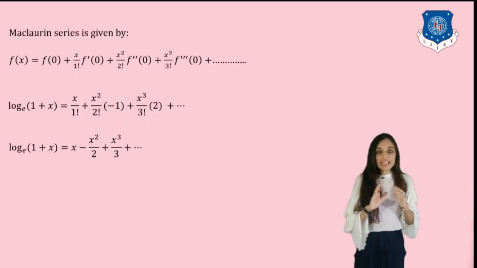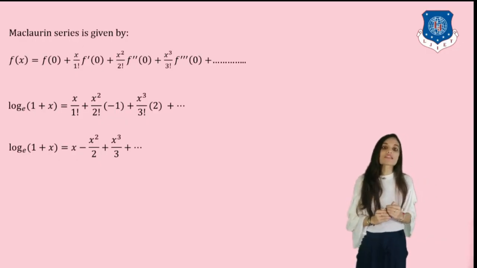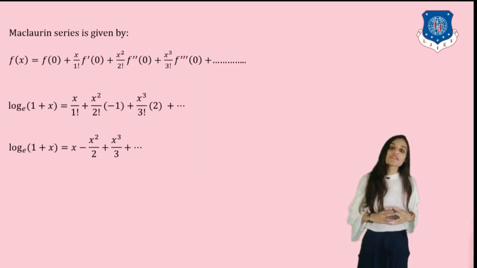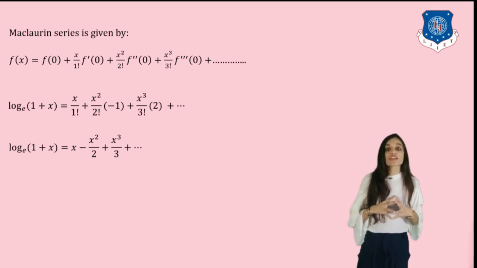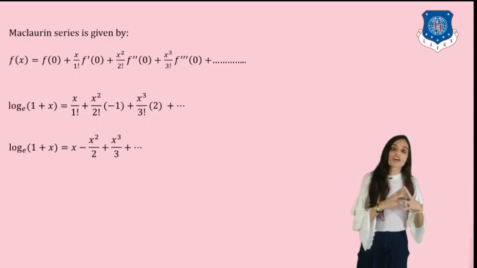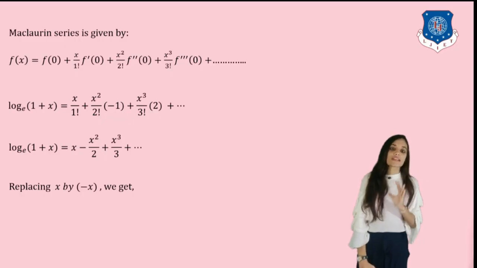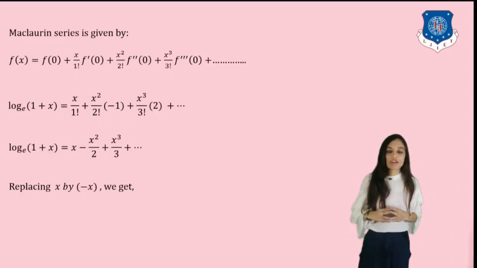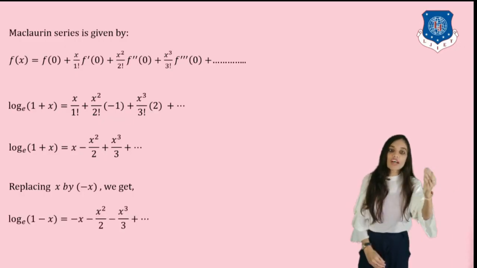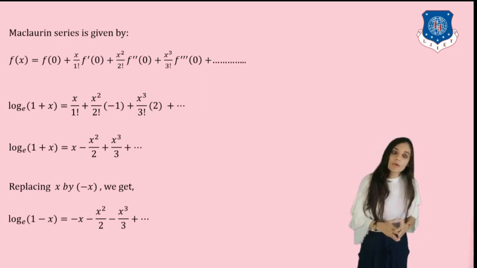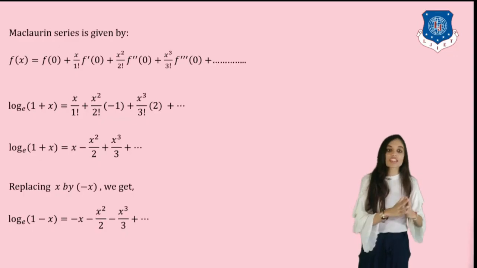Now what is our task? We have to find the Maclaurin series of log of 1 plus x upon 1 minus x. Firstly we will find the Maclaurin series of log 1 minus x. For that we just replace x by minus x. So what you will get is log 1 minus x is equal to minus x minus x square upon 2 minus x cube upon 3 and so on.